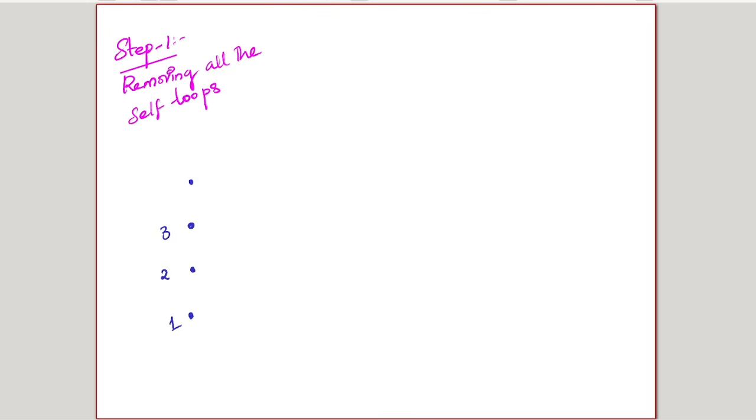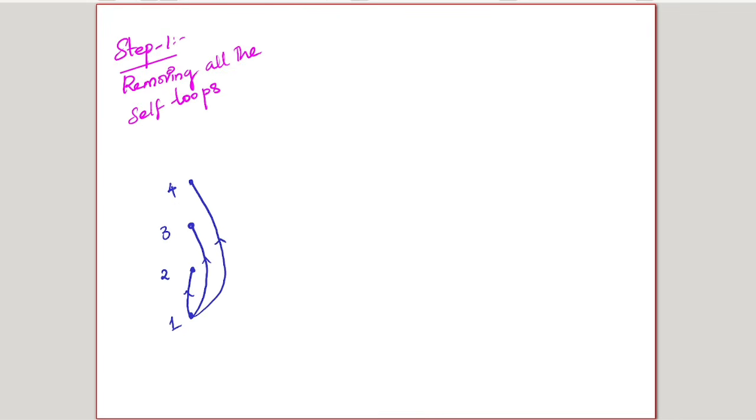So step 1 is nothing but removing all the self loops. So we already know that 1 will be placed below, 2 it is here, 3 it is here and 4 is here. So 1, 2, 3, 4. If I remove all the self loops, apart from that I will be having an edge from 1 to 2, 1 to 3 and then 1 to 4.